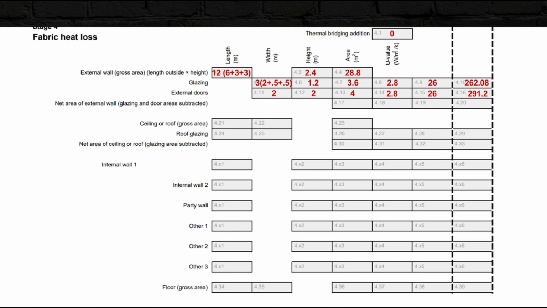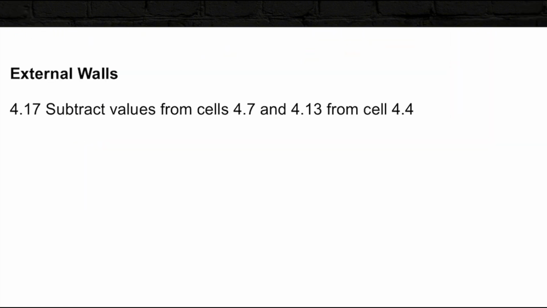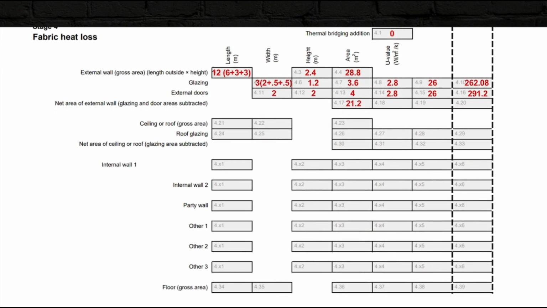Now, box 4.17 is asking us to take box 4.4 and subtract the figures from 4.13 and 4.4. That gives us a net external wall area of 21.2, and that is simply the 28.8 minus the 3.6 and minus the 4 square meters, because we've already dealt with those. We now want to deal with the external walls. We now need the U value for the external walls.